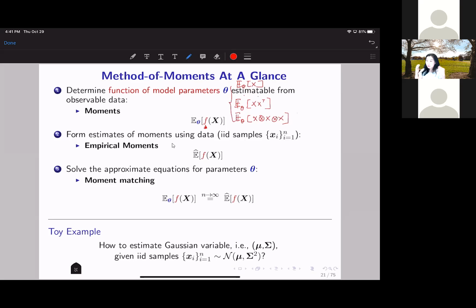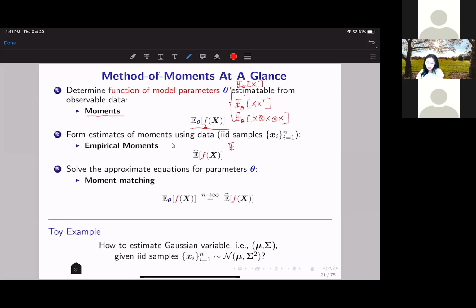Right, so nonetheless, the most important message here is that this so-called moment could be written as a function of theta. Okay, so now that's that. I hope everyone has grasped the first bullet point. Now going to the second. The second is saying that you can form some kind of empirical estimation of the moments using data, using your IID examples, x_i, i from 1 to n. Okay, so is this clear?